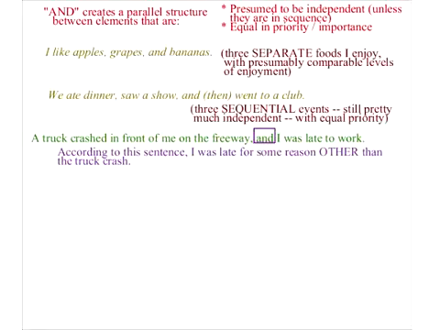This sounds pretty simple, and it is pretty simple. The challenge, though, is that this is not the way that people talk. So when someone says a truck crashed in front of me on the freeway and I was late, they're probably implying that they were late as a result of this crash. But what you need to know is that when you encounter this in a written sentence, that's absolutely not the case.